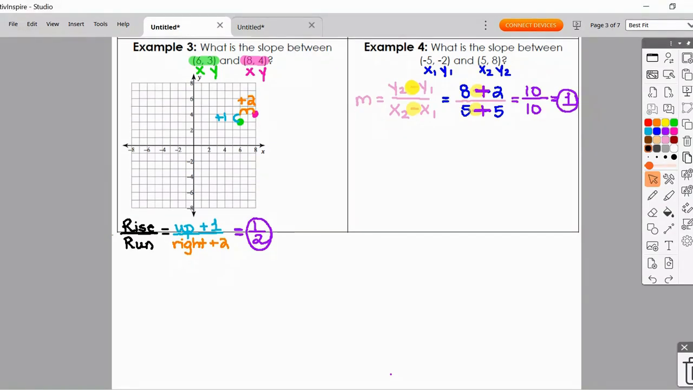So again, you have 2 methods to choose to find slope when given 2 points. You can plot them on a graph and count rise over run, or you can label each one correctly with an xy, xy, and make sure one has a subscript of 1 and another one has a subscript of 2, so you can tell the difference when you're plugging those numbers into your slope formula.